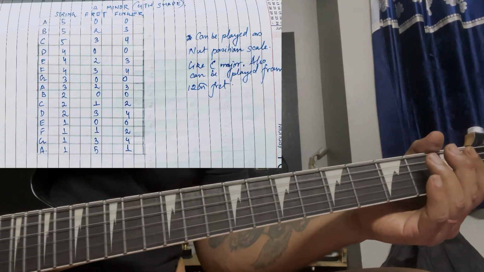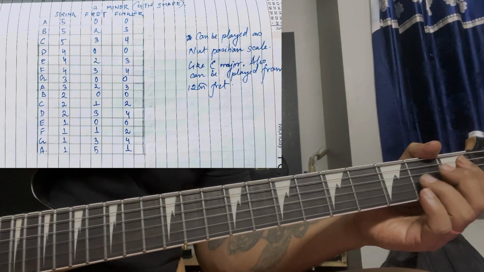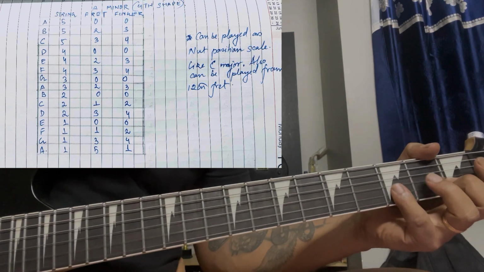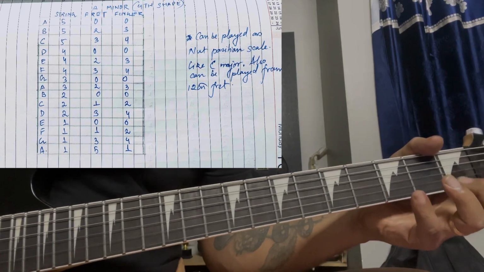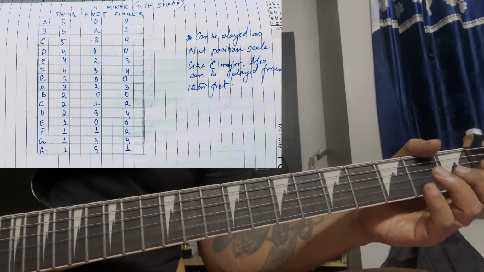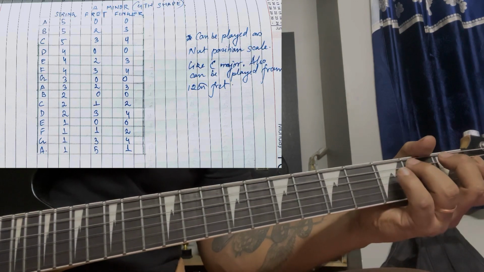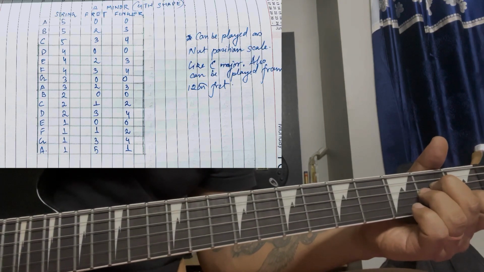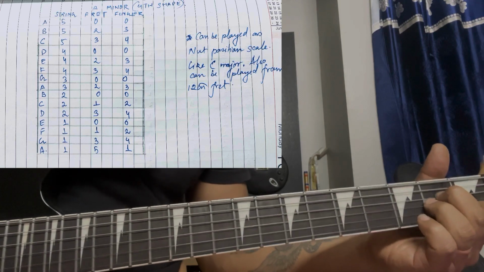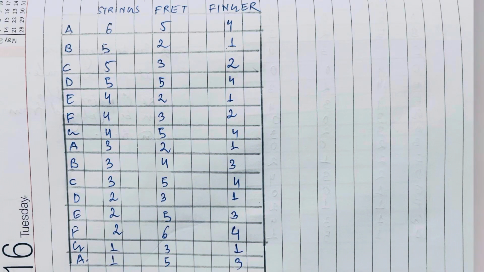So here is the fourth shape or the nut position shape of the A minor scale. This is the fifth shape of the A minor scale. Note it down.